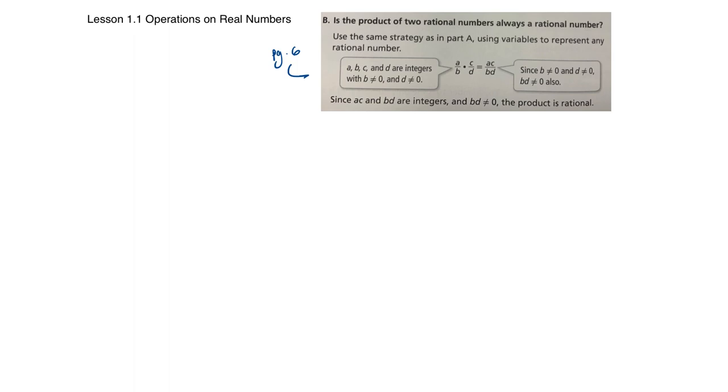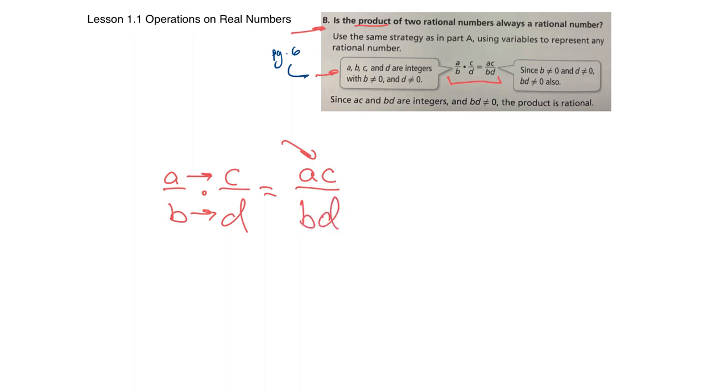And welcome back. Continuing on page 6, they ask this question here. Is the product, which means multiplication, of 2 rational numbers always a rational number? And here they kind of cut to the chase. They use the same strategy as above, and they replace numbers with variables. So when we do multiplication of fractions, we multiply straight across. This is going to be a times c, which is another way to write a times c, and b times d. They're also saying that b times d does not equal 0. All right, so they have ac over bd.